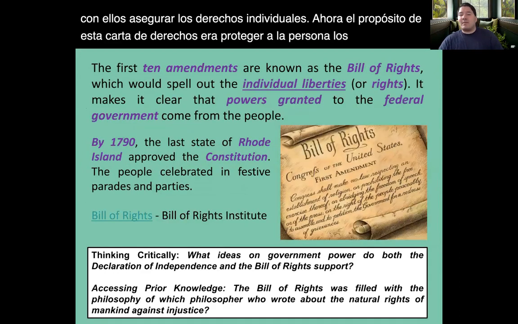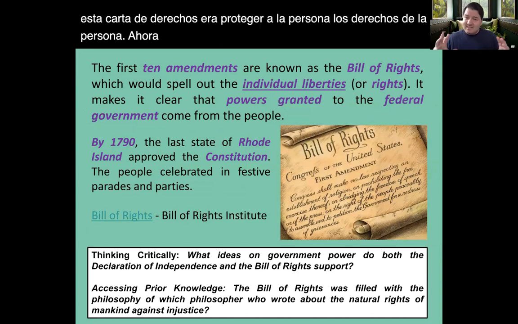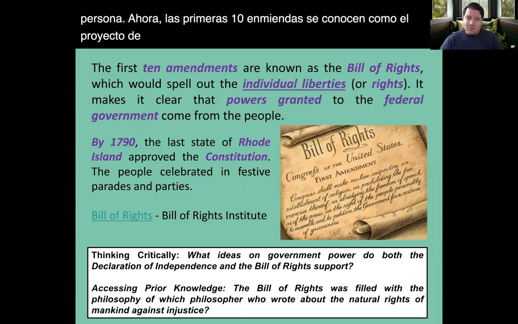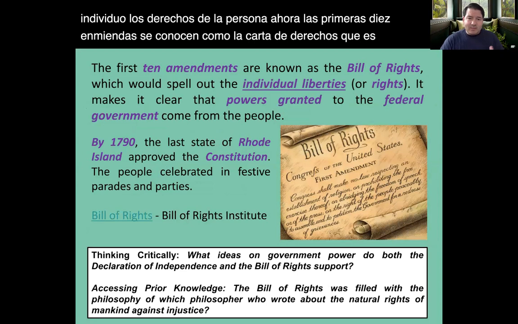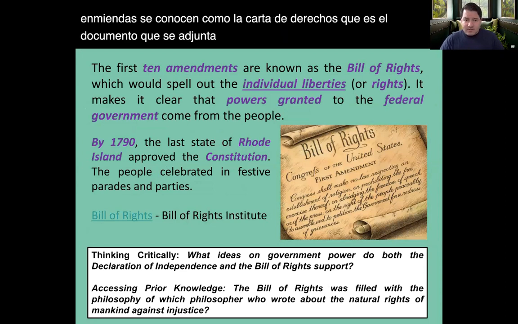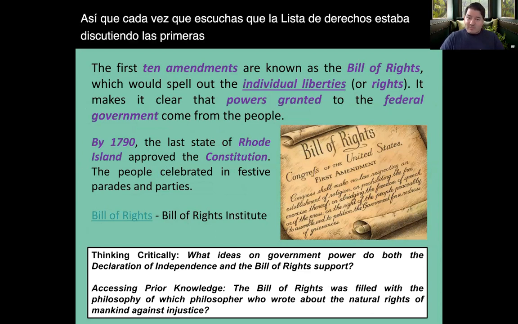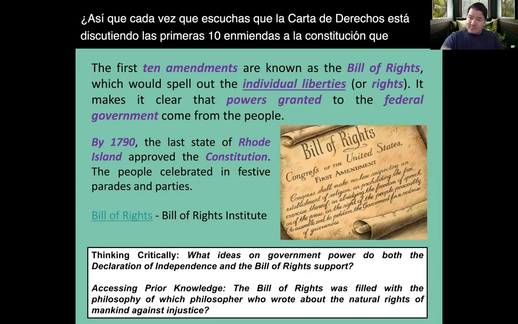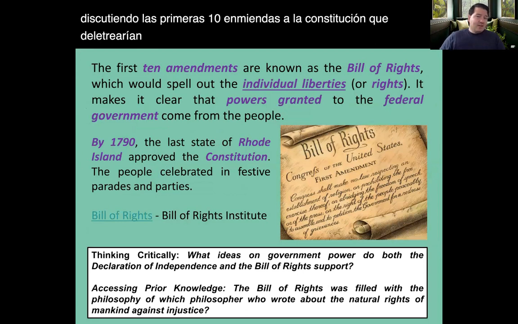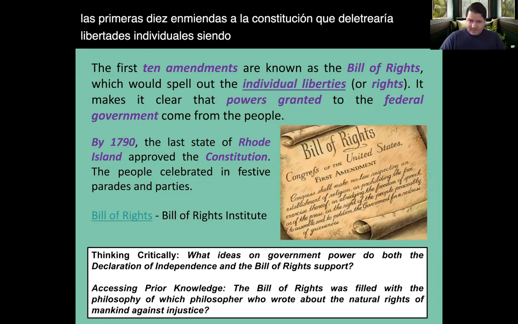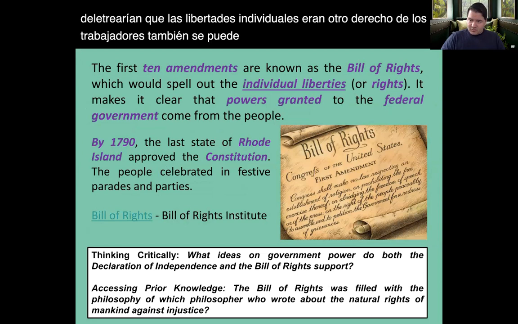Now, the first 10 amendments are known as the Bill of Rights. That's the document that's attached to the Constitution. So anytime you hear Bill of Rights, we're discussing the first 10 amendments to the Constitution, which spell out individual liberties, liberties being another word for rights. You can also hear the word freedoms as well. They're all interchangeable, they're synonymous with each other.